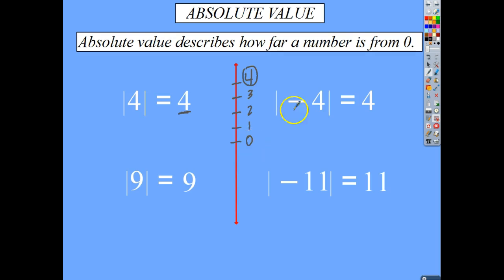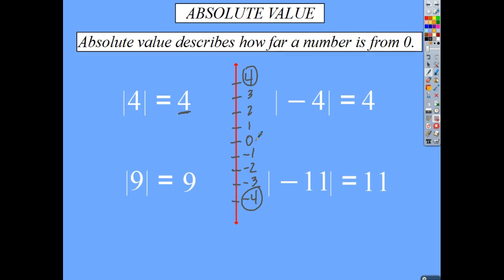And then if I go in the other direction, -4, I go -1, -2, -3, -4. How far is -4 from 0? Well, it's also 4 spaces away. So 4 and -4 are both 4 away from 0. They're just going in the opposite direction.